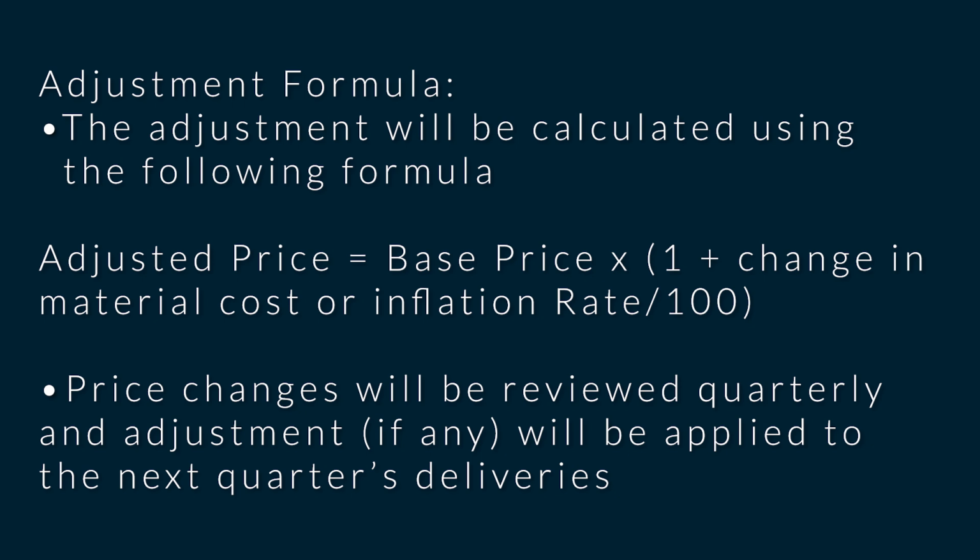So adjusted price is equal to base price times 1 plus the change in material cost or inflation rate divided by 100, right? And then price changes will be reviewed quarterly and adjustments, if any, will be applied to the next quarter delivery. But then you just can't say, yeah, we are going to do that forever. You have to put limits, because otherwise they can just adjust and then you incur loss, right?